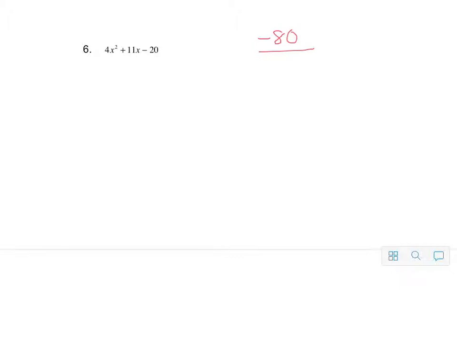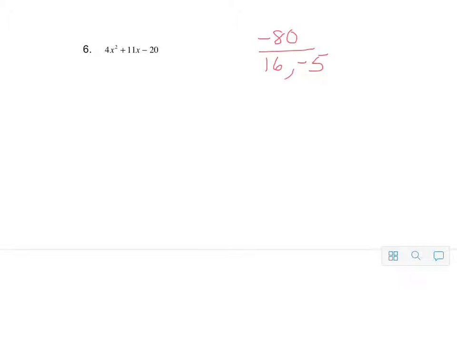Now I need factors of a negative 80 that would give me 11. I'm trying to think. Let's see. If I go down 8 and 10, no. Oh, what about positive 16 and a negative 5? That'll add and give me a positive 11, and that'll multiply and give me, oh, there it is.